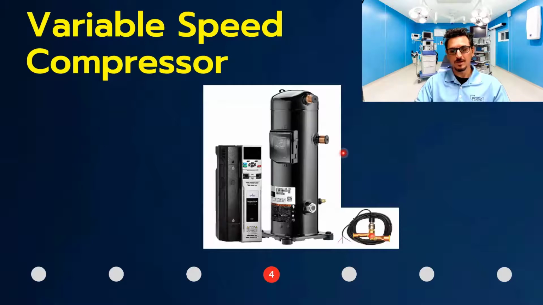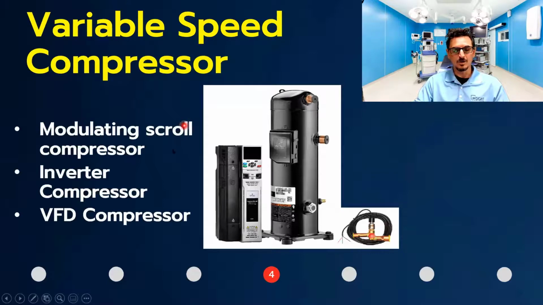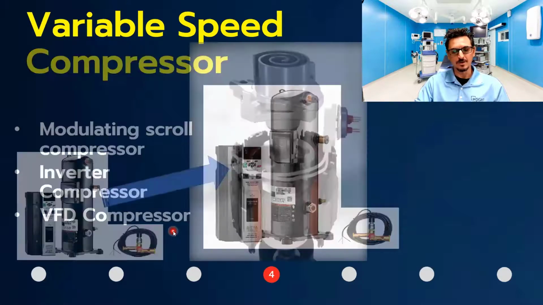The variable speed compressor is the other option, which is very popular today. You can see it is very similar as far as the compressor goes. It does have the extra VFD, which you need to modulate it. And it does require an electronic expansion valve, where the other one has just a regular mechanical expansion valve. So that's an extra couple devices needed here. It's also called a modulating scroll compressor, inverter compressor, VFD compressor.